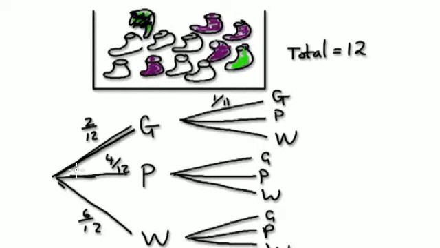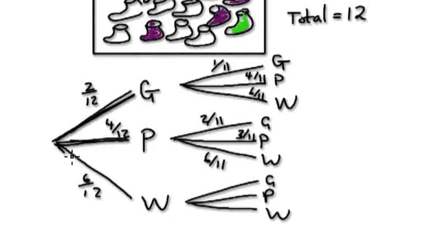So we've just gone down this route. We've just picked out a green one. Probability of you getting a purple would be 4 out of 11. There's only 4 left, and there's only 11 left. Probability of white would be 6 out of 11. Now let's go back in time. We've just picked a purple one. Now the probability of you getting another purple would be 3 out of 11. Probability of you getting green would be 2 out of 11. Probability of you getting a white would be 6 out of 11.